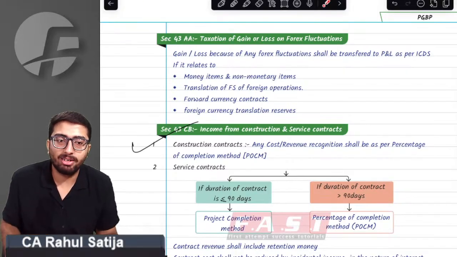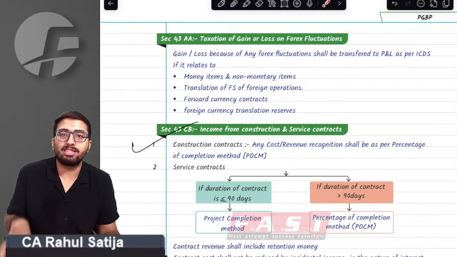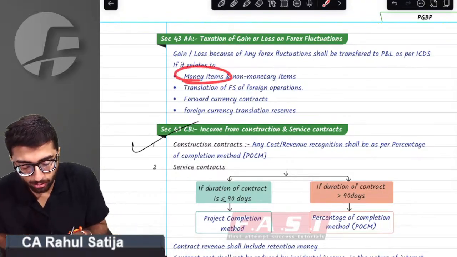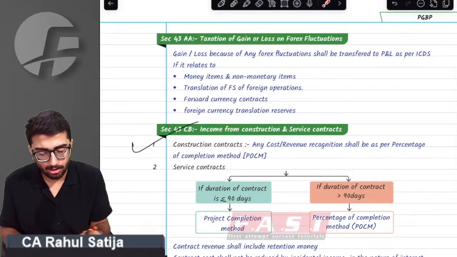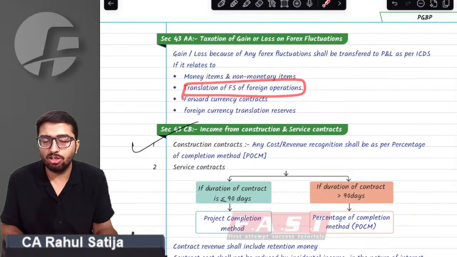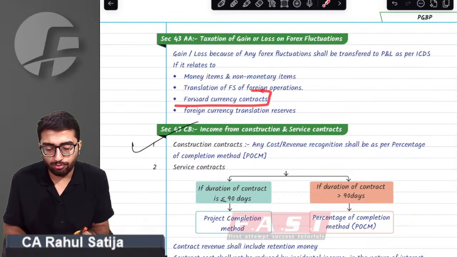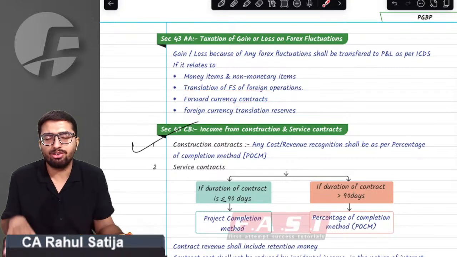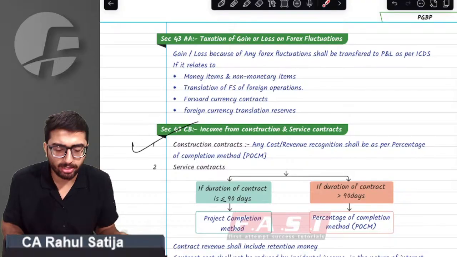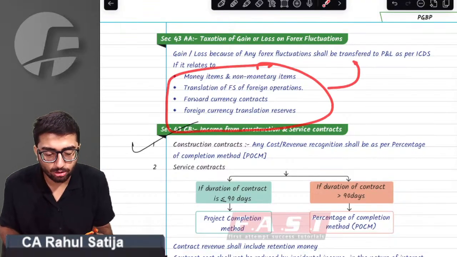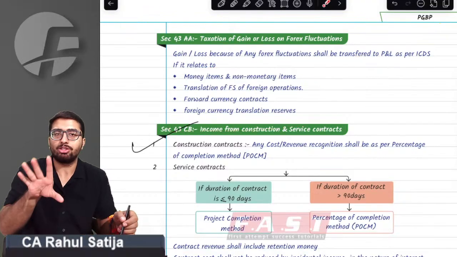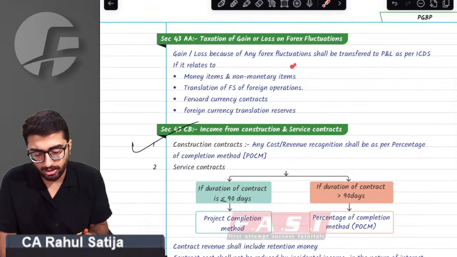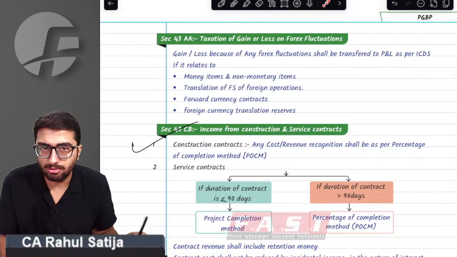Sir, section 43AA speaks about any other foreign exchange gain or loss. If you have any other foreign exchange gain or loss like monetary or non-monetary items, if it relates to translation of foreign operations, if it relates to forward currency contract or foreign currency translation reserves, if any of the gain or loss pertains to these four things, it shall be transferred to P&L. Rest all conversions, rest all gains or losses on account of conversion we shall ignore. Only these four shall be considered.